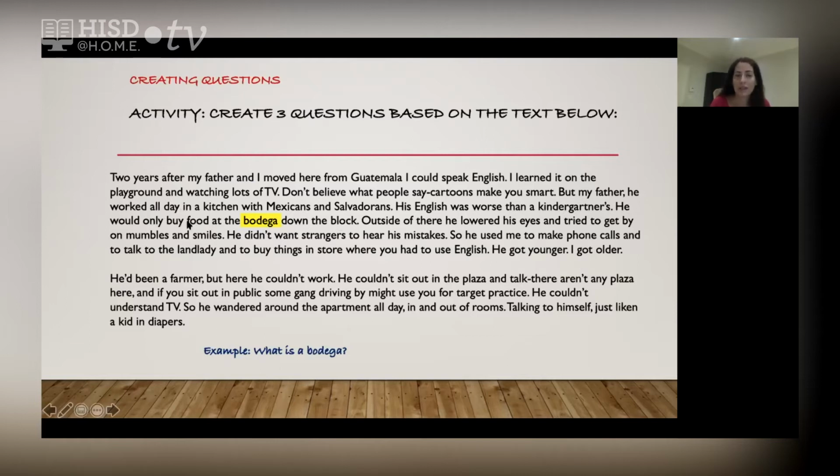So the context clue here would be buying food, because obviously this place, this bodega, is a place where you can buy food. That's our context clue. So what can you guess would be a bodega if you didn't know? A bodega is a Spanish-based word that means convenience store in America. So that makes sense. You could buy food at the bodega down the block, at the convenience store down the block. Now it's your turn to create 3 questions based on the text below.